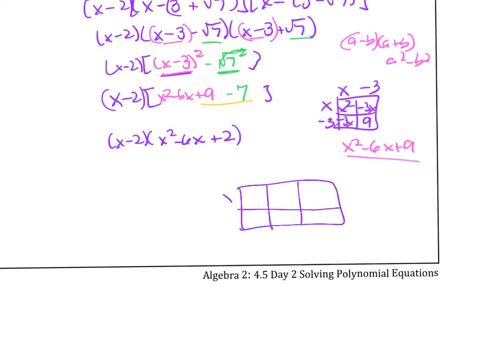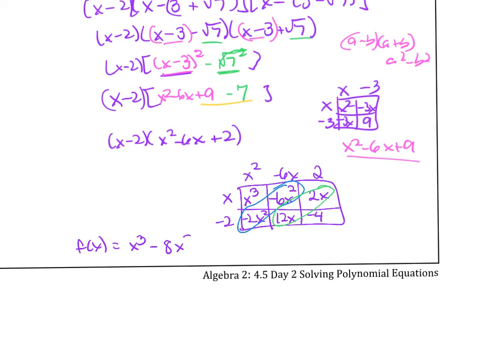X minus 2 times x squared minus 6x and a positive 2. We get x cubed minus 6x squared plus 2x, negative 2x squared, plus 12x, and negative 4. So we can combine like terms. And so our final polynomial is x cubed minus 8x squared plus 14x minus 4.